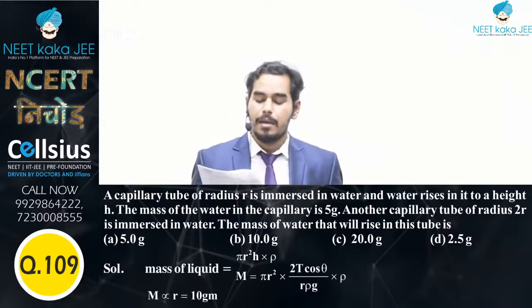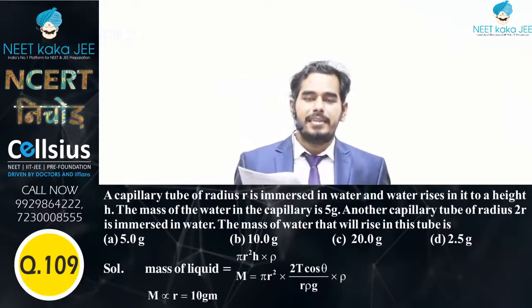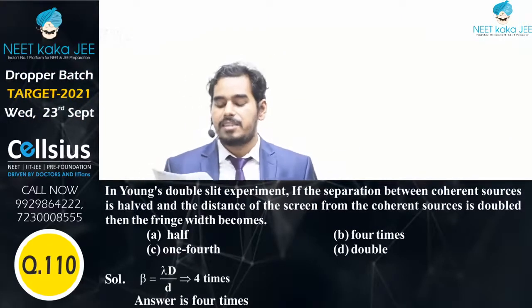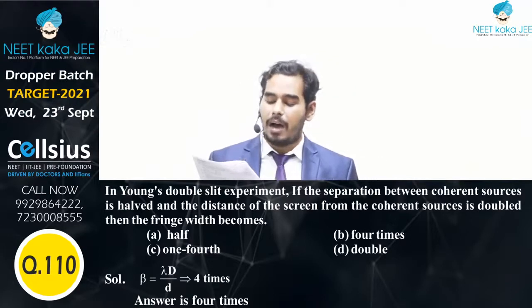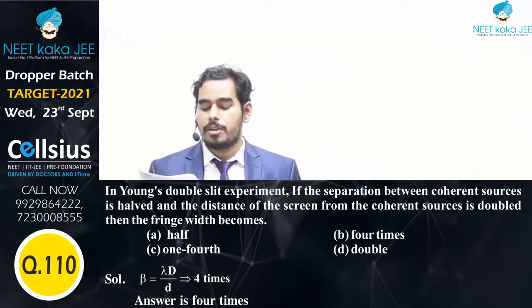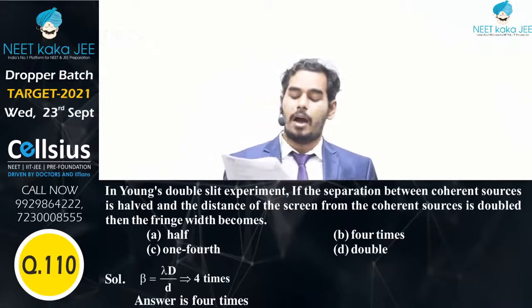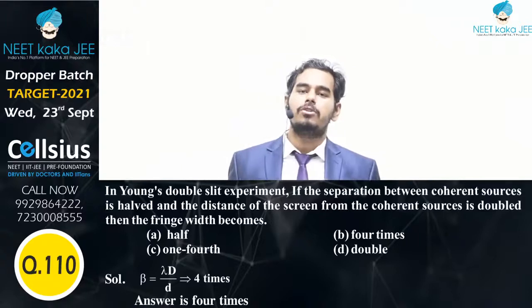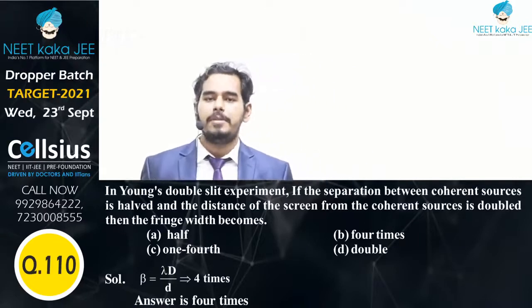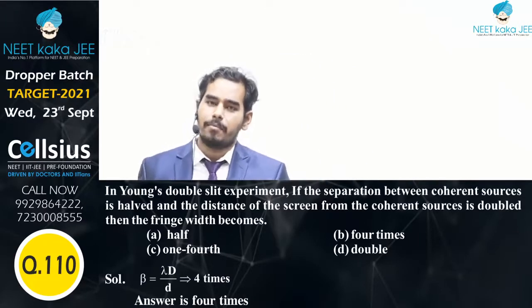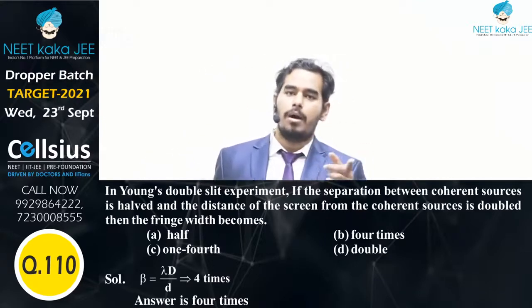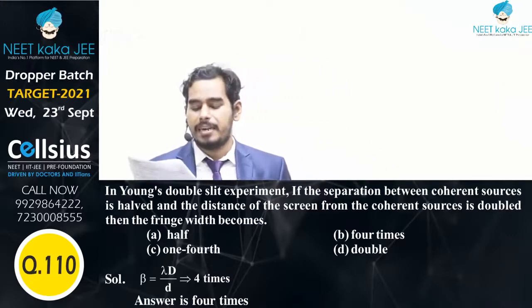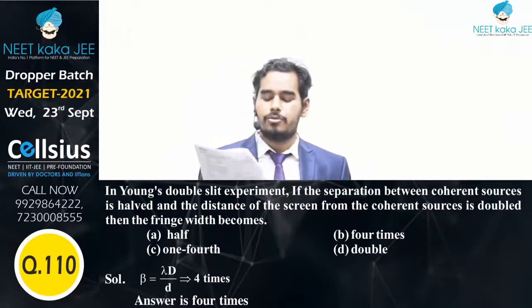Now in question number 110, the next question we have, in a Young's double slit experiment, if the separation between the coherent sources is half and the distance of the screen from the coherent sources is doubled, then how many times does the fringe width become? This is also a very easy question. You know that beta is equal to lambda into capital D by small d. Capital D has become twice and small d has become 1 by 2, so this 1 by 2 will go up and it will become 4 times. So the answer is 4 times. So the answer is B.